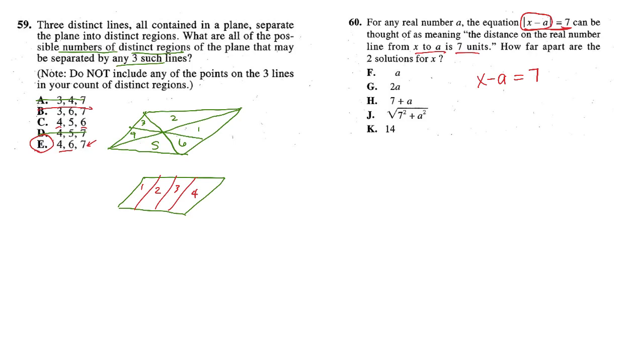Or, x minus a is equal to negative 7. And the reason why is because, well, what's the absolute value of negative 7? It's 7. So x minus a could be there. So how far apart is 7 and negative 7? Well, they're 14 units apart. That's answer choice K.